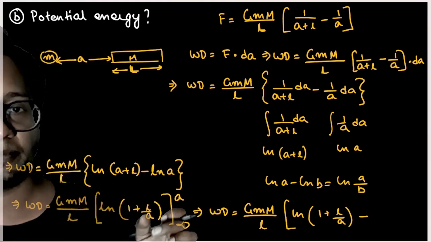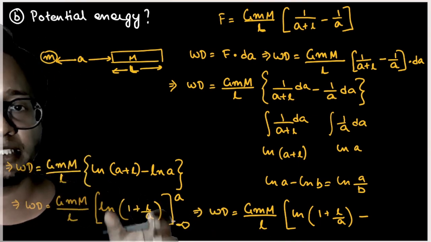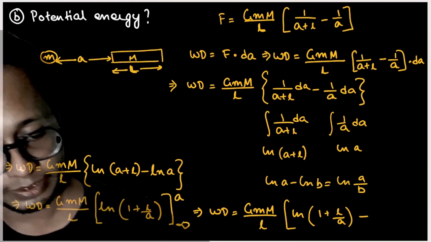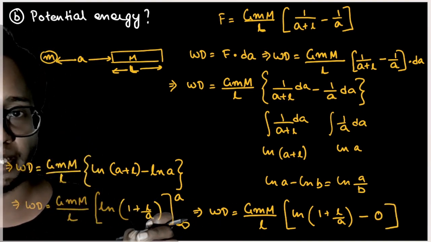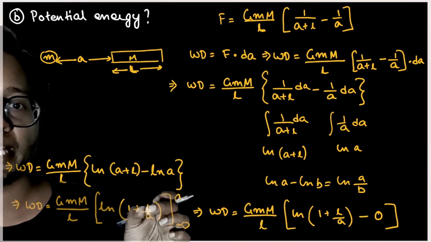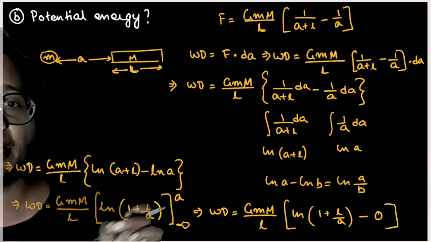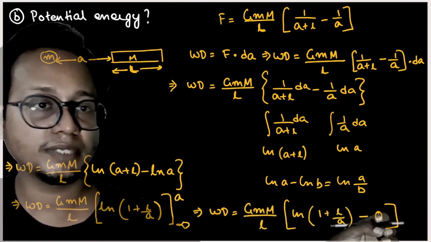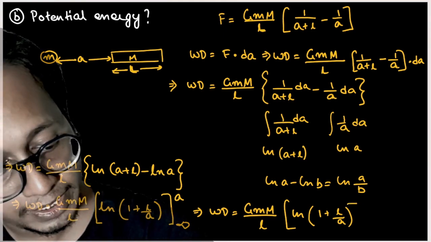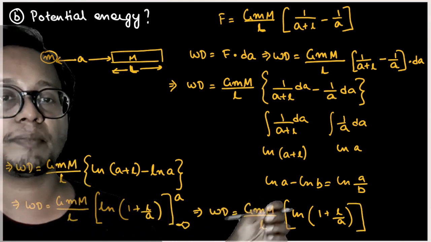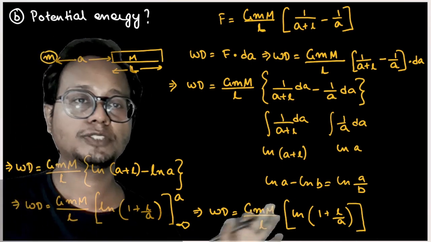put the value of infinity here in place of A. This entire term becomes ln of (1 plus L by infinity). L by infinity is nothing but 0, so 1 plus 0 is nothing but 1. ln 1 is nothing but 0, so this entire term is 0 minus 0. So the work done in bringing this mass from infinity to distance A is nothing but G m M by L into ln (1 plus L by A).